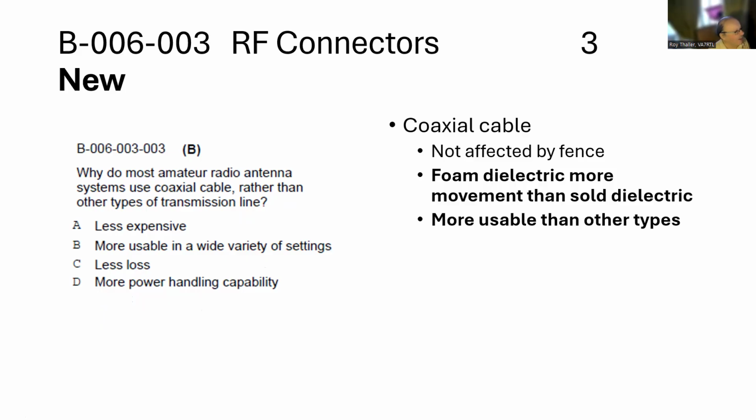Another new question. Why do most amateur radio systems use coaxial cable rather than other types of transmission line? That's because B, more usable in a wide variety of settings. So B is the correct answer.